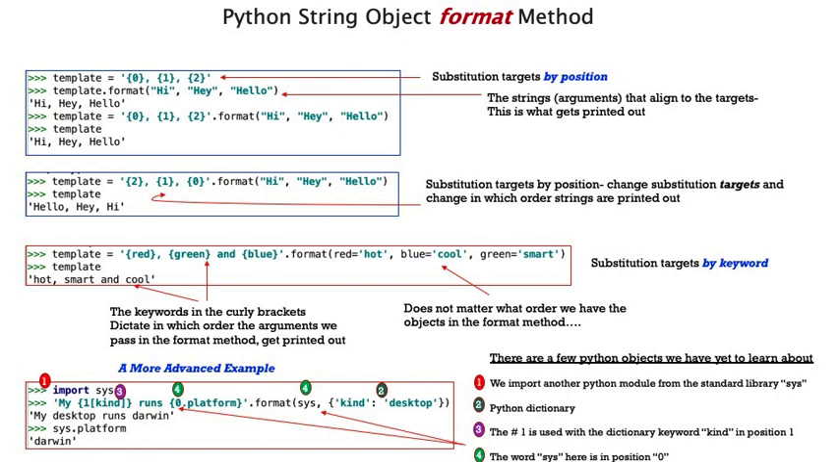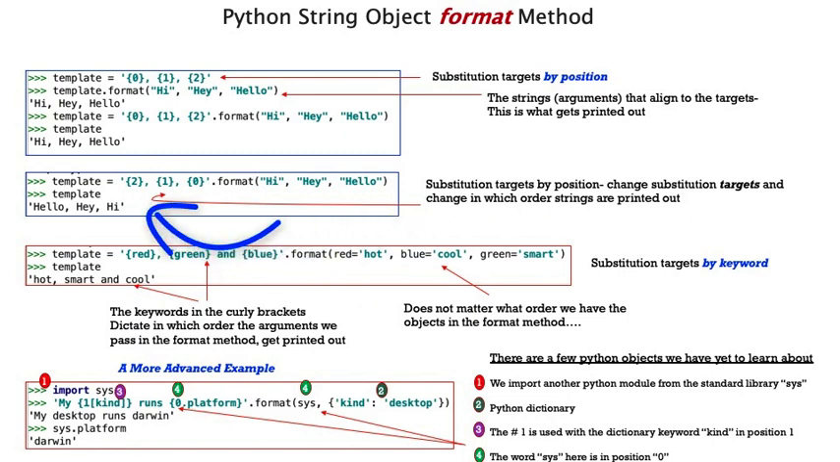The third line of code is where we just combine this all into one statement. So template equals 0, 1, 2 are substitution targets by position, and then dot format, and in the parentheses of the format, just like we did above, we have the strings that we actually want to get printed out, and you see it's the same result.